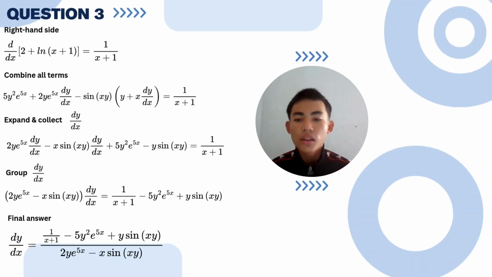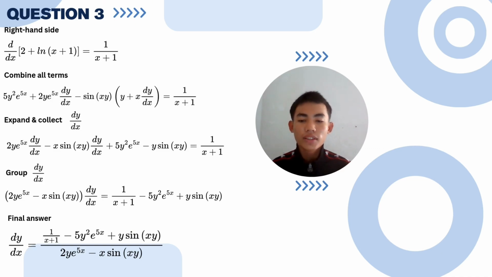Now the right hand side. The derivative of 2 plus natural log of x plus 1 is just 1 over x plus 1. Combine everything: the derivative of the left side equals the derivative of the right side. So 5y squared e to the power of 5x plus 2y e to the power of 5x dy over dx minus y sine of xy minus x sine of xy dy over dx equals 1 over x plus 1. So we expand and collect terms with dy over dx. We get 2y e to the power of 5x dy over dx minus x sine of xy dy over dx plus 5y squared e to the power of 5x minus y sine of xy equals 1 over x plus 1.